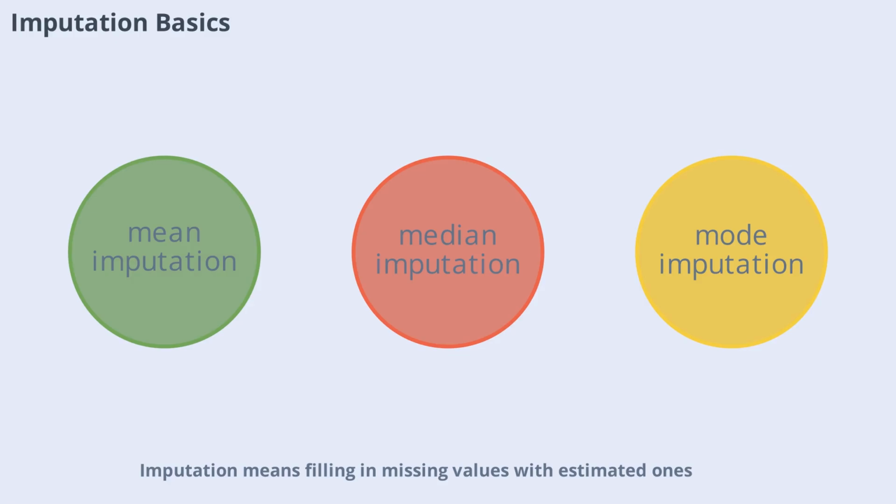Imputation means filling in missing values with estimated ones. The simplest methods use the mean, median, or mode of the available data. This approach works well for numerical or categorical data with a small amount of missingness. However, it can distort your data if used improperly. Let's look at each imputation method and when to use them.